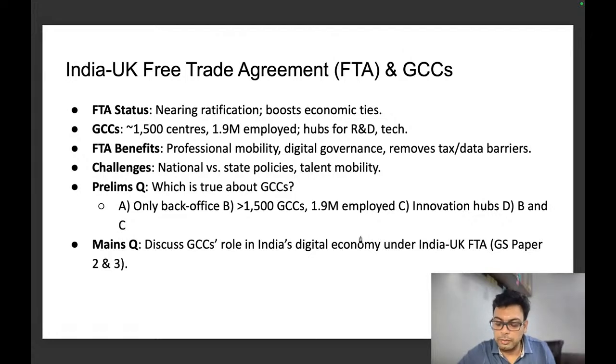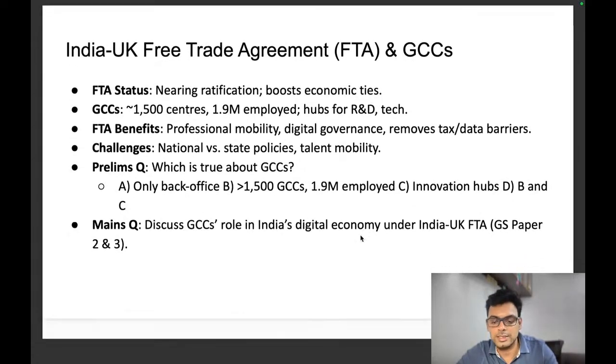What are the initiatives? So the Ministry of Electronics and Information Technology has this GCC policy, and then state-led promotion. For example, the state of UP is also promoting such kind of program. Now, what is the challenge? The challenge is national versus state policy. Second thing, talent mobility. Third one is regional balance. So these are a few challenges.